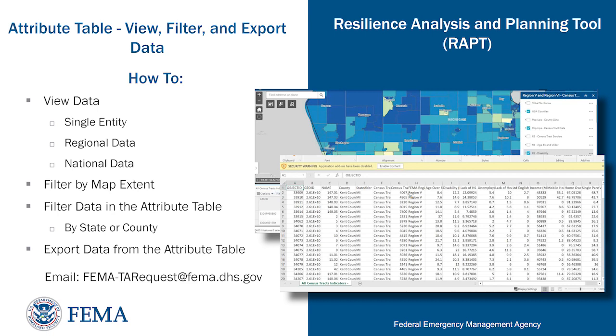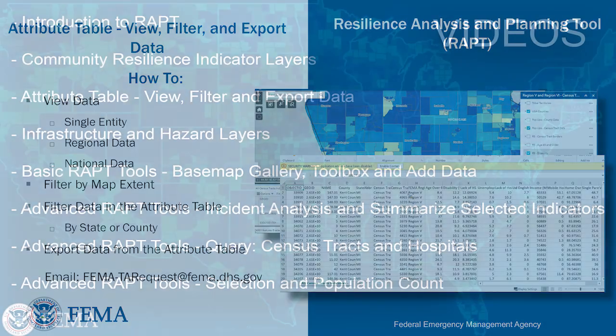We were able to look at viewing a single entity. We were able to look at viewing a specific region or state. And we also looked at how to view data at the national level. We also discussed some of the benefits of viewing the information in a tabular form. We talked about how to set our filters to view specific subsets of data, and we also learned how to export data to Excel. Some of you might have questions on how to do the same for infrastructure or hazards data, and we will address that in the how-to video that talks about infrastructure and hazard layers.